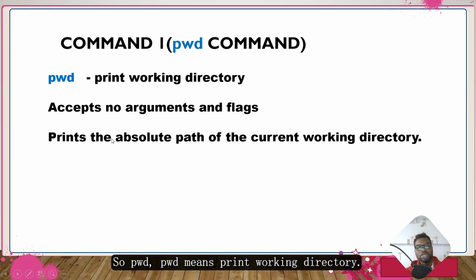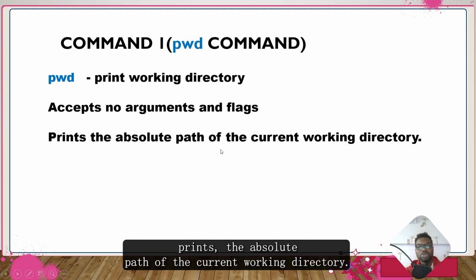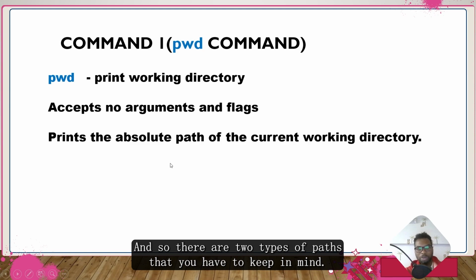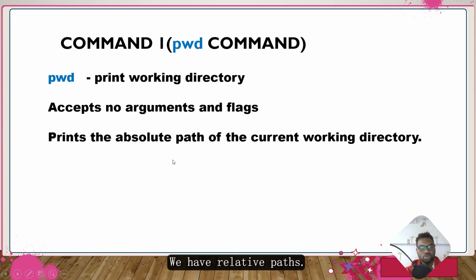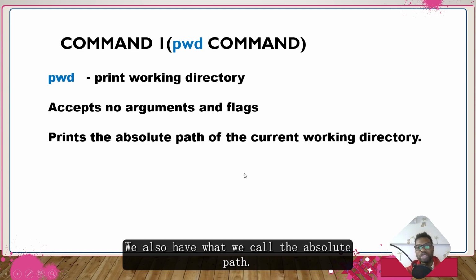All right, so PWD. PWD means print working directory. It accepts no arguments and flags, and prints the absolute path of the current working directory. There are two types of paths that you have to keep in mind. We have the relative path, and we also have what we call the absolute path.